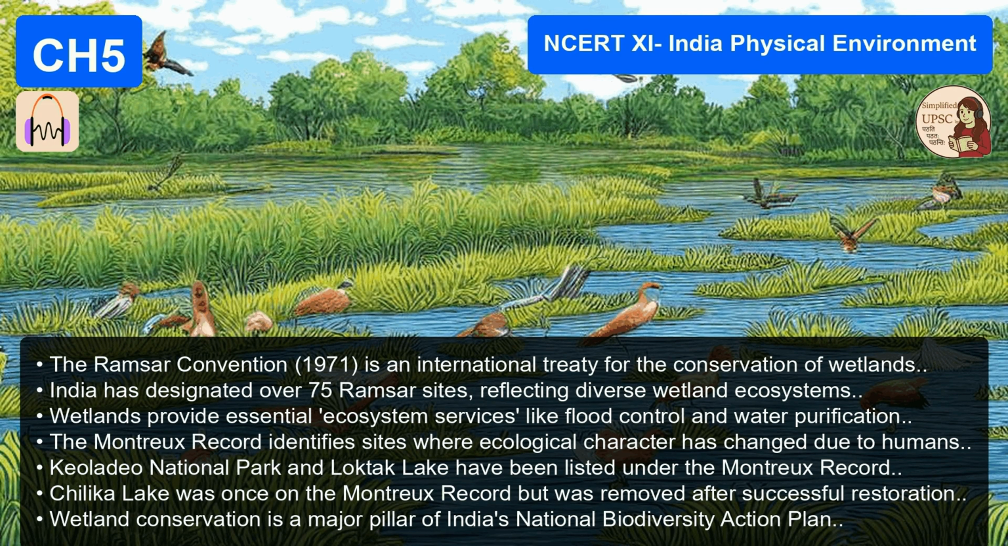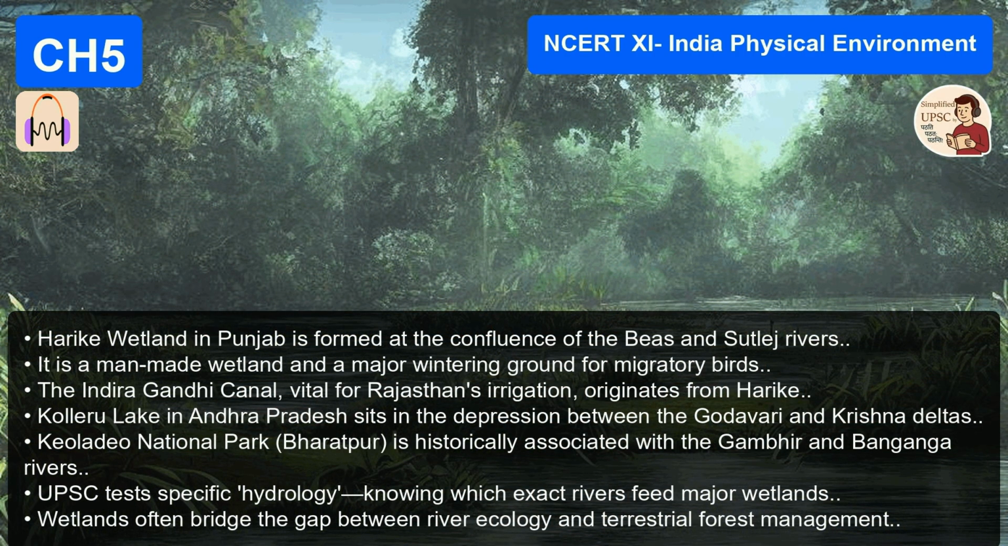Wow, that is sneaky. Okay, what about Kolleru Lake? The question linked it to the Musi and Krishna. Another trap. The Musi River flows into the Krishna. Yes, that's correct, near Hyderabad. But Kolleru Lake is a large freshwater lake located in the delta region between the Godavari and Krishna rivers. It's not at the confluence of the Musi and Krishna. It sits in the natural depression between those two massive deltas.